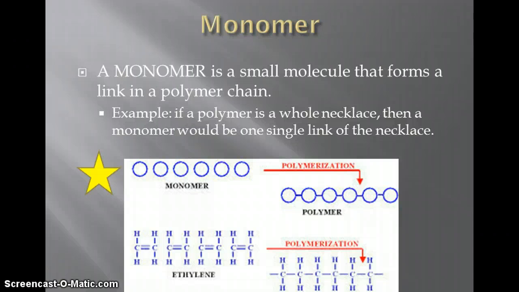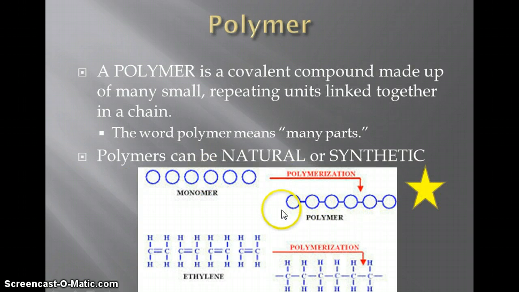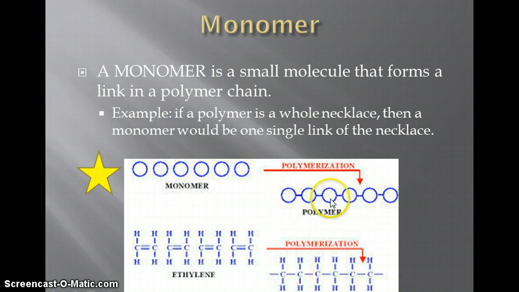And then lastly, you have a monomer. A monomer is a small molecule that forms a link in a polymer chain. Here we have the pictures again. Monomers are these small molecules that, when they're linked together like this, form a polymer chain. For example, if a polymer is an entire necklace that has links, then a monomer would be one single link on the necklace. Here you would have the whole necklace, and this would be each individual link that makes up that necklace. I put a star by the monomer and a star by the polymer. Make sure that you know the difference between those two. Polymer is the whole chain, monomer is the links that make up the chain.